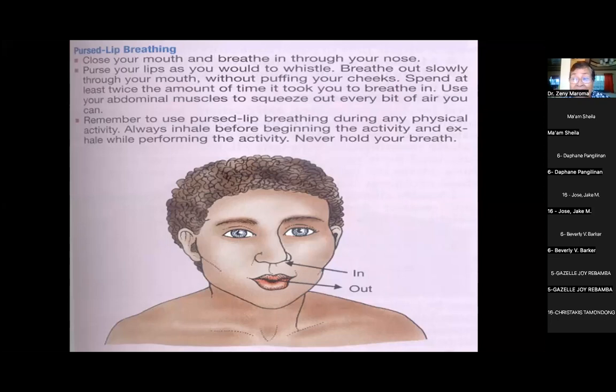At meron din tayong incentive spirometry. Nag-demo? Nag-return demo? Yes, ma'am. Oo, may mouthpiece yun, no? Dahil kailangan ma-maintain mo yung ball at that level. Okay? So, ibig sabihin, you are doing prolonged exhalation. That is a good breathing exercise. Okay?